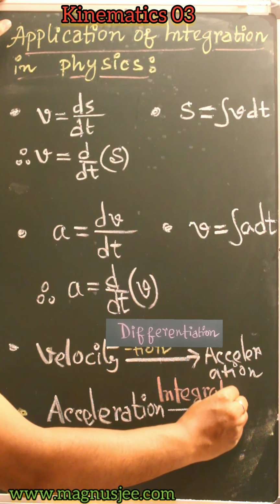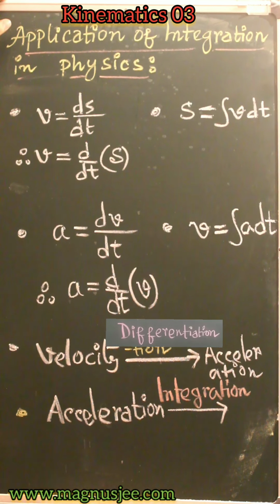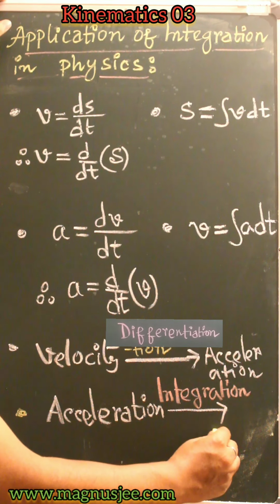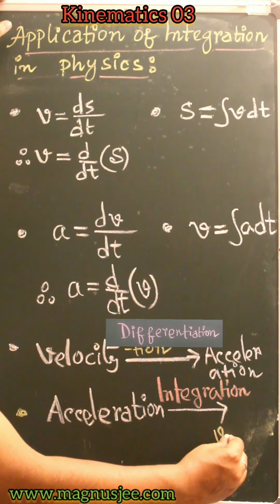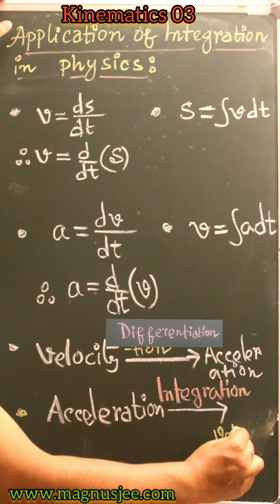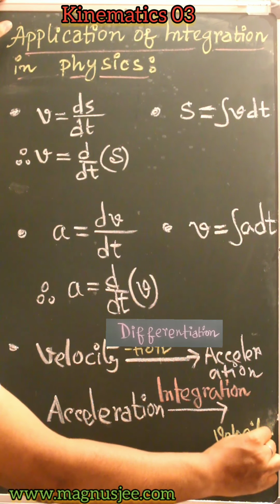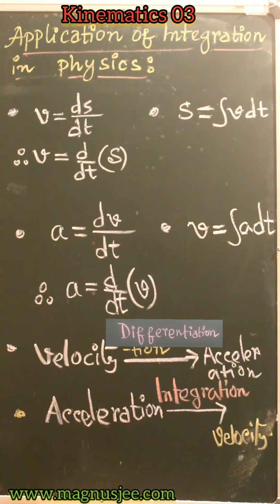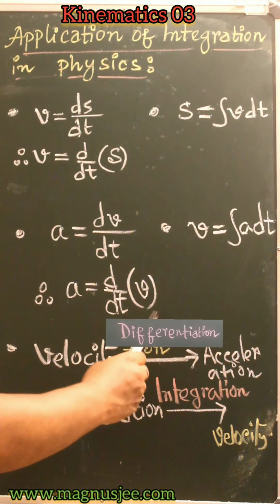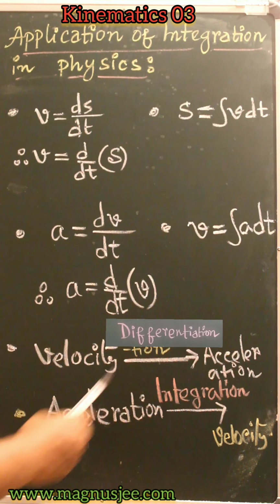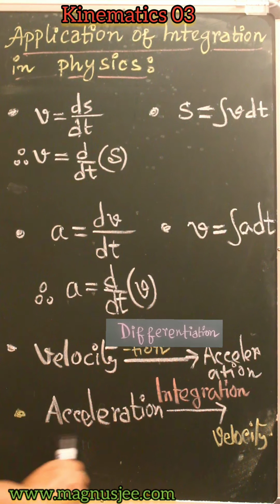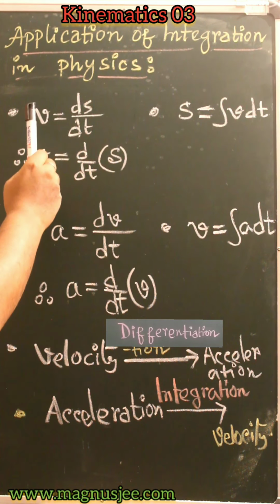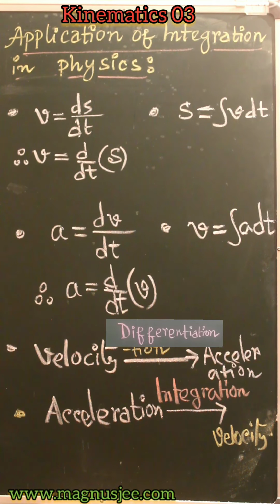To find velocity from acceleration is the reverse process. Differentiation means splitting and integration means adding or summation. So velocity will be obtained if we use integration over acceleration. So from velocity to acceleration, differentiation is used, and to find velocity from acceleration, integration is used. From displacement to find velocity, v equal d/dt of s, and from velocity to displacement we have to use integration.